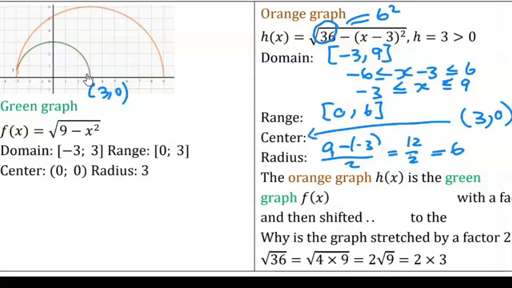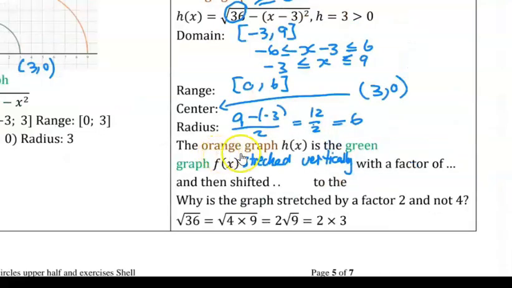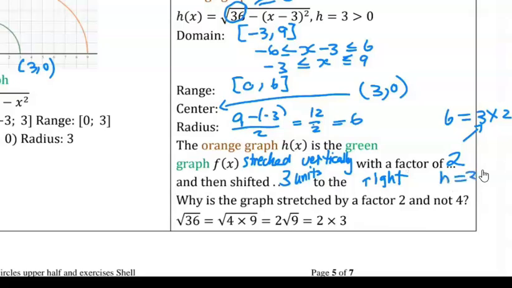That's the center, and we see it from the graph. And the orange graph, h of x, is the green graph f of x stretched vertically with a factor of 2. And we get that from the 6. 6 is equal to 3 times 2. So what we had before was a radius of 3. Now we have a radius of 6. So it's double what we have. And then shifted 3 units to the right, because my h is equal to 3, is positive. So I've shifted 3 units to the right.